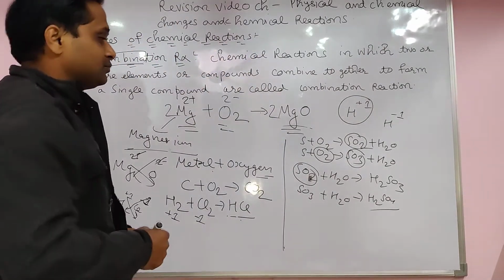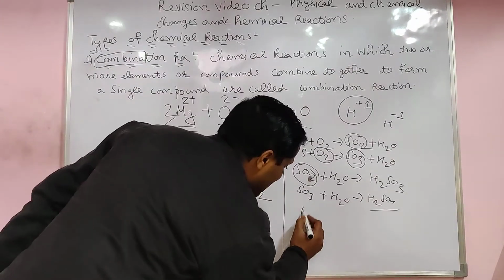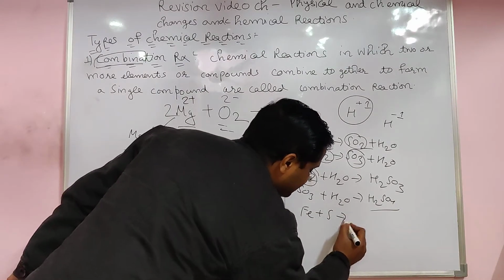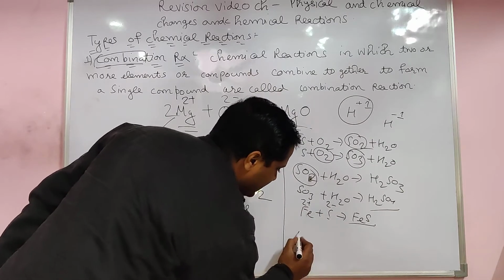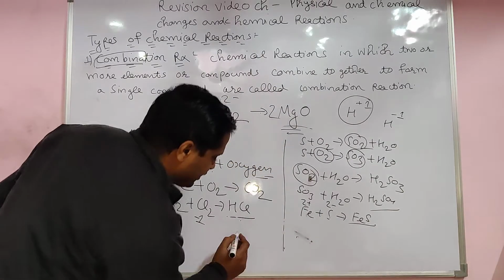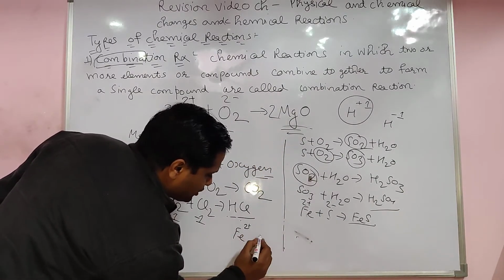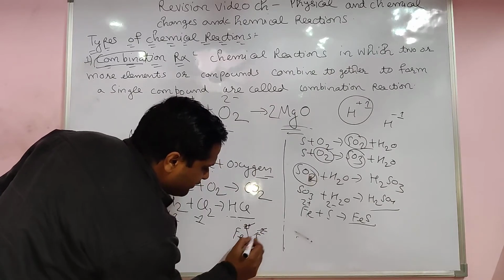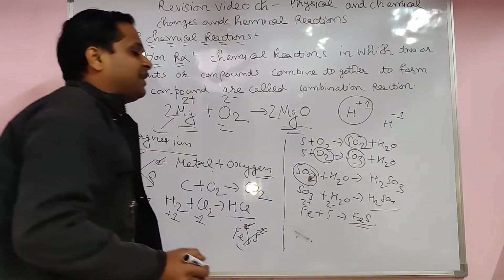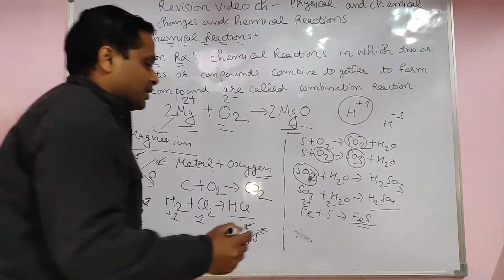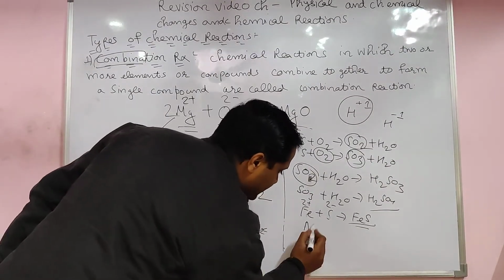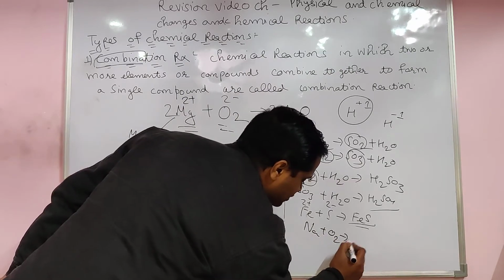Yes, next. Any other? Iron plus sulfur gives us iron sulfide. Fe 2 positive, sulfur 2 negative. Then what do you do? Fe 2 positive, S 2 negative, cut, that is FeS, iron sulfide. Any other reaction, students? Yes, sodium plus oxygen gives sodium oxide.